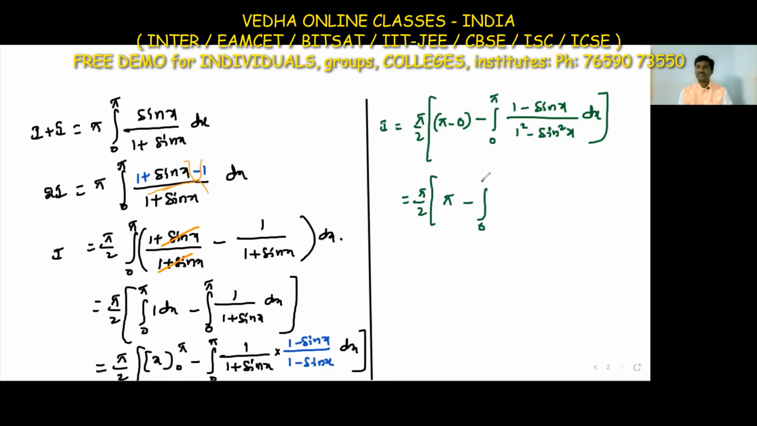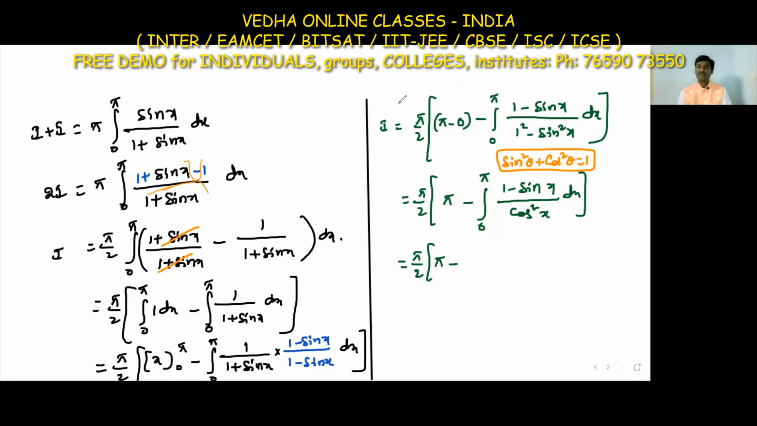Okay, the integral from 0 to pi of 1 minus sin x divided by, tell me the formula here, 1 minus sin square x. We use an identity here: 1 square is 1 only, and 1 minus sin square x we can write as cos square x, dx as it is. We are using the identity sin square theta plus cos square theta is equal to 1, so 1 minus sin square x is cos square x.